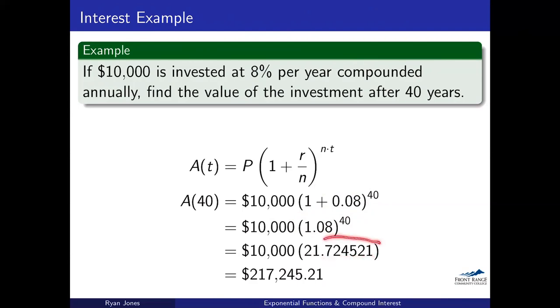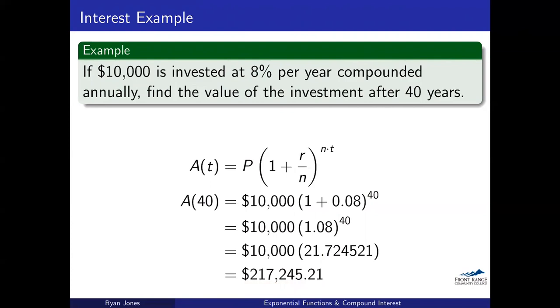21.724521. And what I'm doing here is I'm keeping a lot of decimals, because I'm multiplying it by 10,000, and when I multiply by 10,000, it's going to move this decimal place over a good amount. So I want to keep a lot of decimal places at this step. You'll do a lot of problems on these and recognize fairly quickly that you want to keep a lot of decimals in these financial math problems, just because we're dealing with money and we want to have as many decimals as we can. I then multiply it by 10,000 and I end up with a whopping 217 grand.